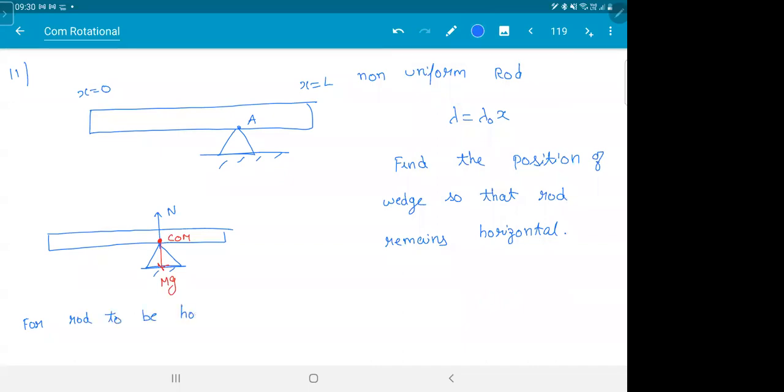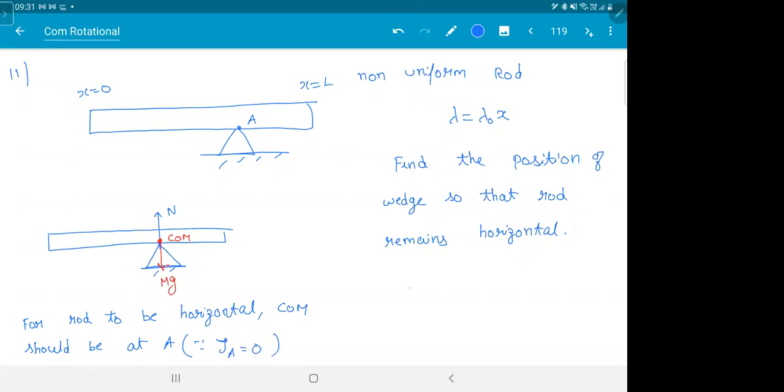For the rod to be horizontal, the center of mass should be on the wedge, at point A. Because that is the only possibility when the torque is 0. If you take mg here, torque is not 0. If you don't want it to rotate, then the torque should be 0. Then N and mg should pass through the same point, since torque about A should be 0.